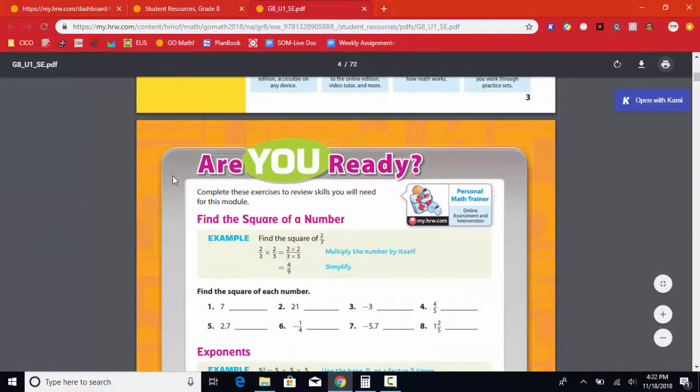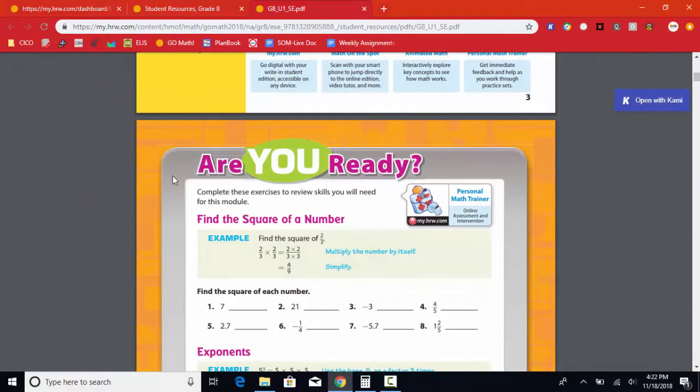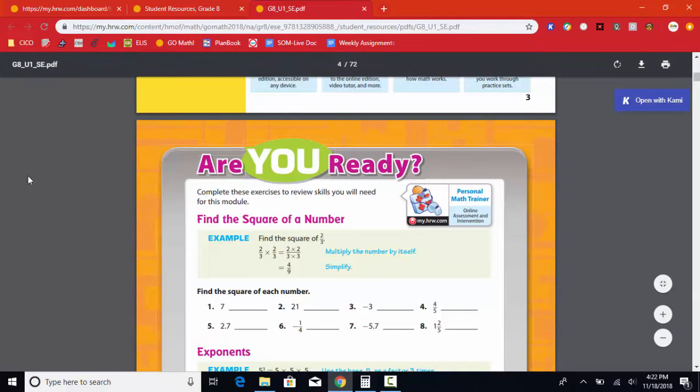Now if you try to print it from the student book, it will have all the excess stuff on the sides, like over here, the tools that you had. It would have that also on there.